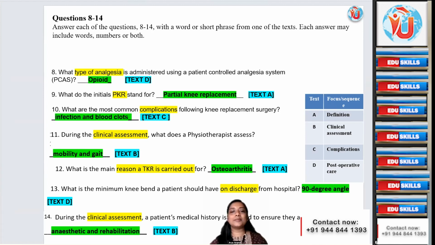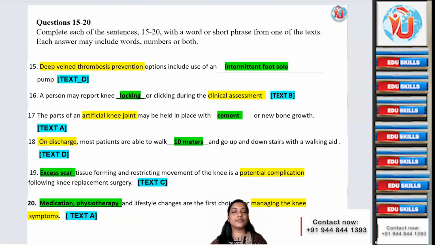During the clinical assessment, what does a physiotherapist assess? Mobility and gait. Text B. What is the main reason a TKR is carried out for? Osteoarthritis. Text A. Very good. What is the minimum knee bend a patient should have on discharge from hospital? 90-degree angle. Text D. Then, during the clinical assessment, a patient's medical history is checked to ensure they are fit for what? Anesthesia and rehabilitation. Yes. So let's move to the next section, 15 to 20.